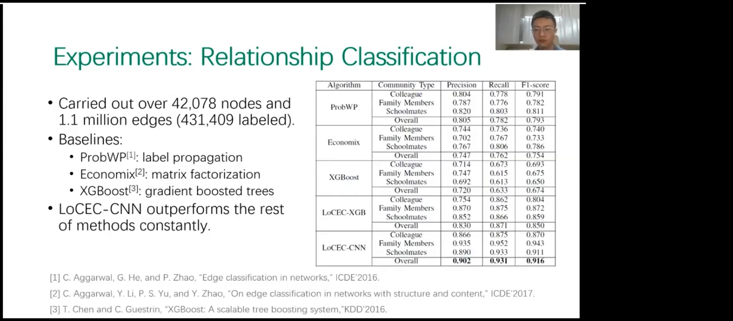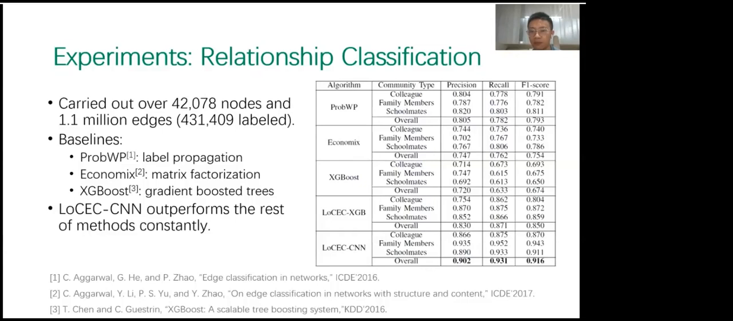For our proposed framework, LOSEC, we have developed two algorithms, LOSEC XGB and LOSEC CNN. LOSEC XGB uses the XGBoost algorithm in the community classification step, and LOSEC CNN adopts the COM-CNN algorithm in the community classification step. As we can see from the table on the right, LOSEC CNN performs the best, with LOSEC XGB being a close runner-up.